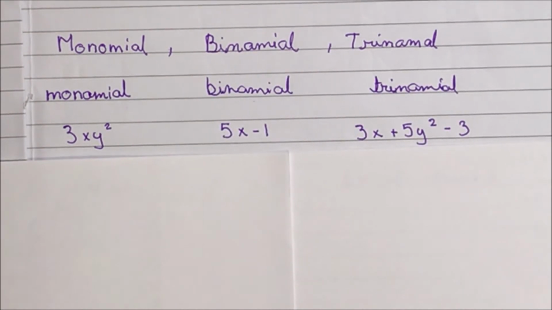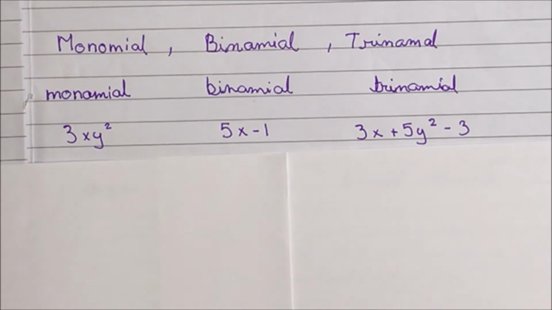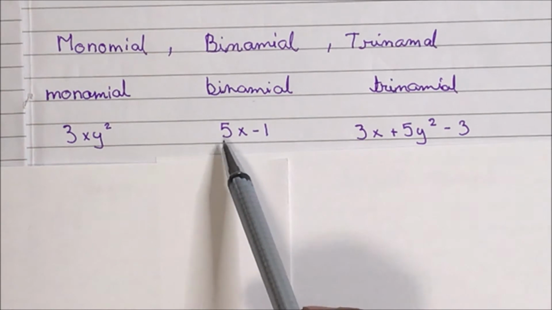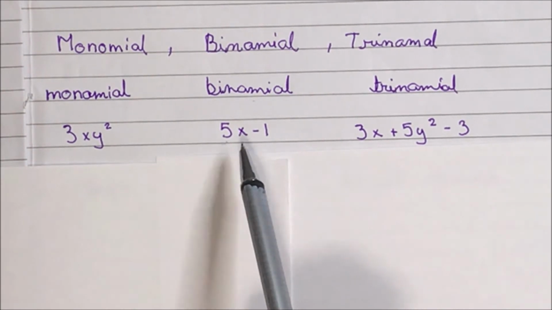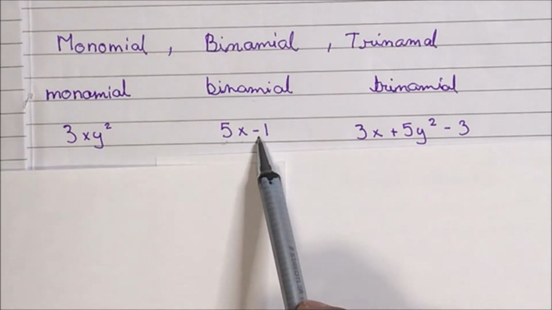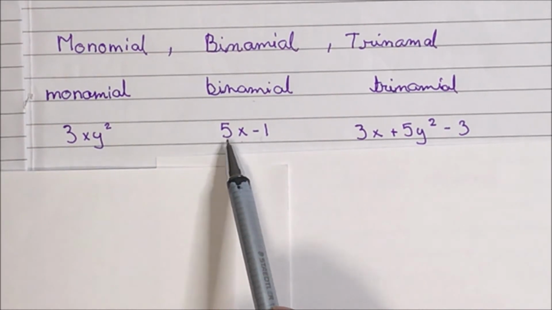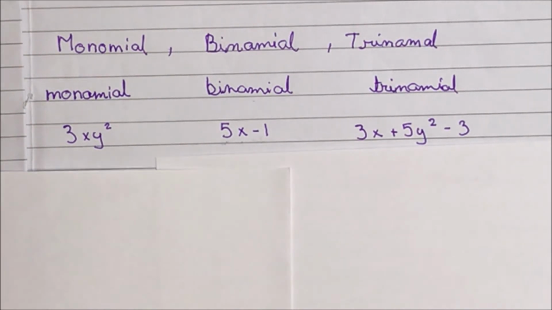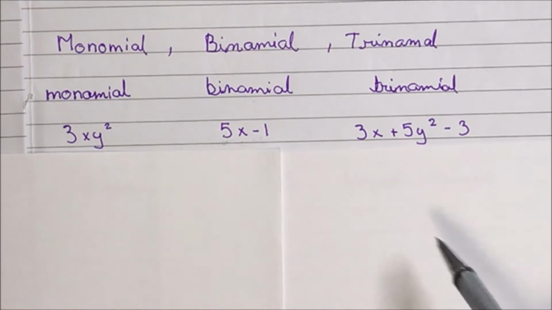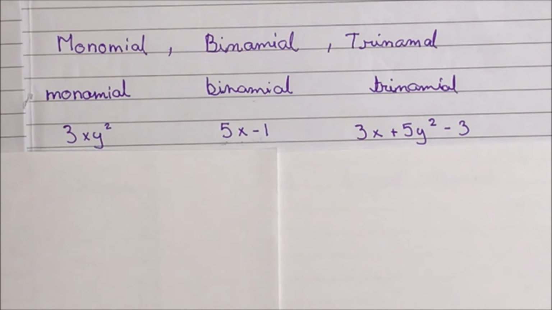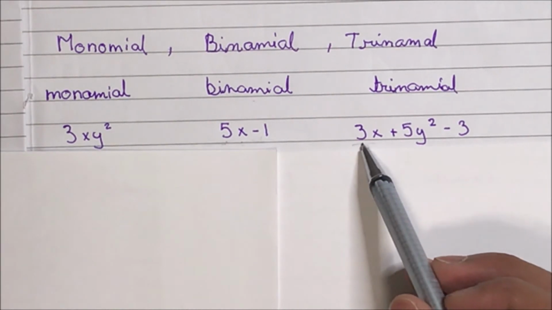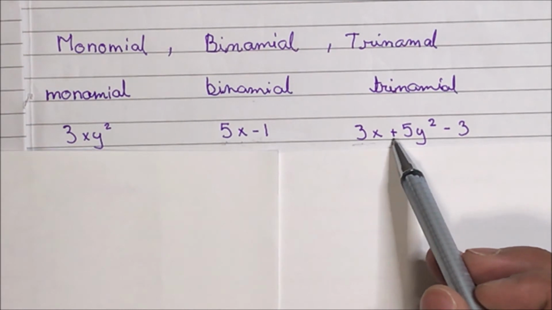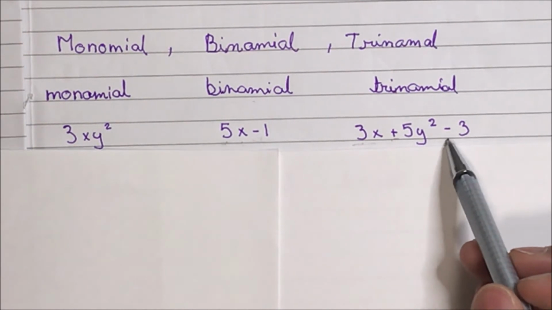We can have binomials, meaning 2, like in a bicycle, where you have 2 wheels. So you have 5 times x minus 2. You have a coefficient and a constant being separated by a subtraction sign. And there are trinomials, so like in a tricycle where you have 3 wheels. So 3 times x plus 5 times y to the power of 2 minus 3. So you have this being separated by an addition sign, and this being separated by a subtraction sign.